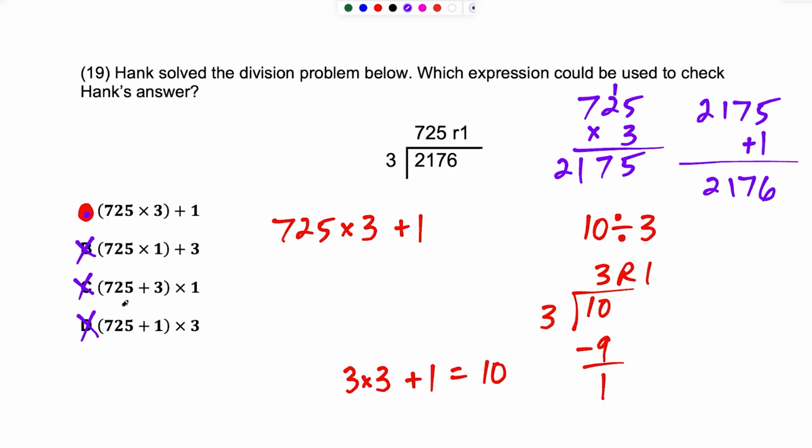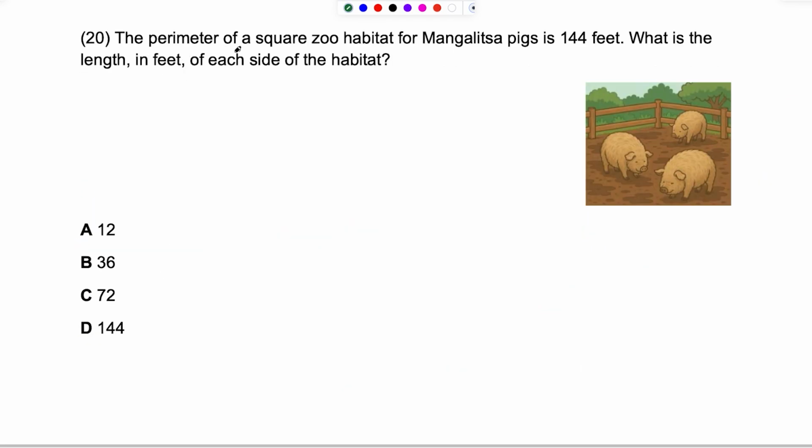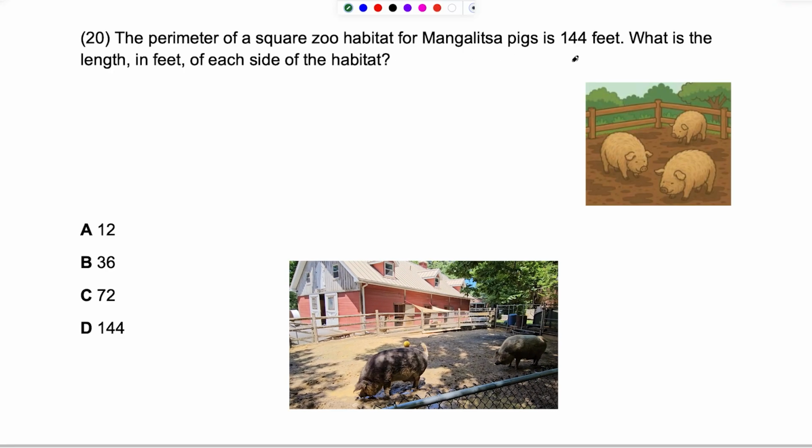And also here, the opposite of multiplication is division, and the opposite of division is multiplication. So we wouldn't be adding to our quotient here. Okay, to go from the quotient back, we would be multiplying. So that's how I know choices C and D are out right away, because once again, we would have to multiply first and then add the remainder. So definitely choice A.